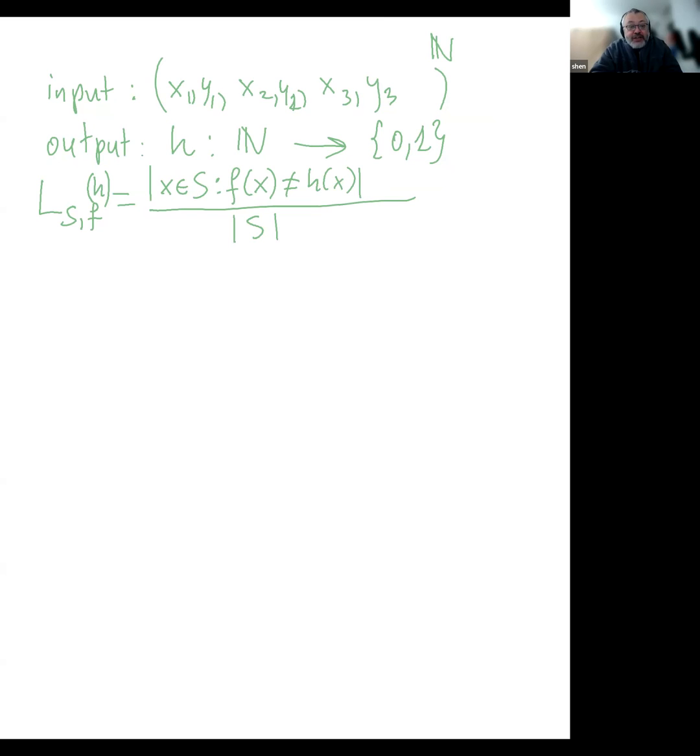But how is the sample connected? It's x1, x2, x3, and so on, or not? Yes. So we take all the x's, x1, x2 in the sample set. And the values of y's are just values of the function f, the objective function. So yes, S is a set of pairs x and f of x.